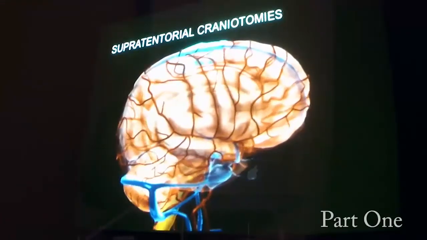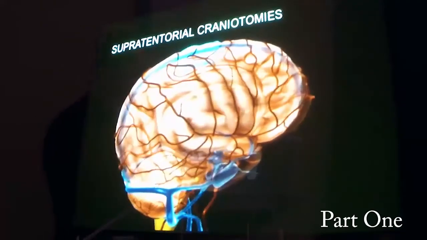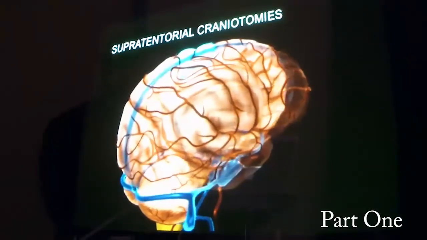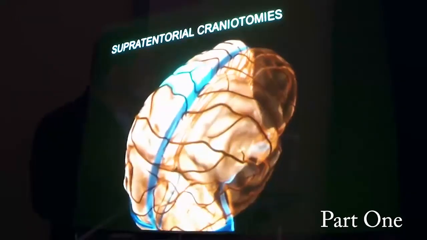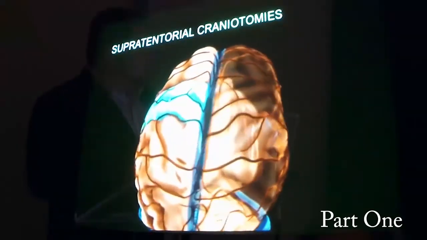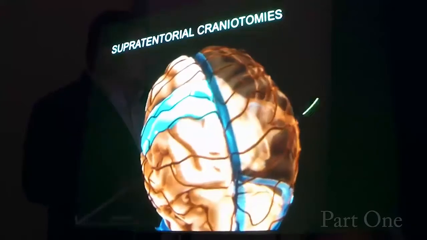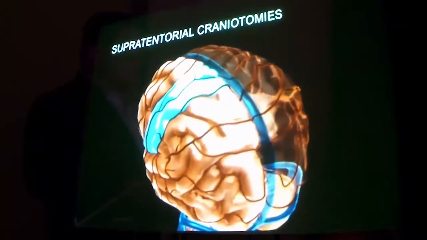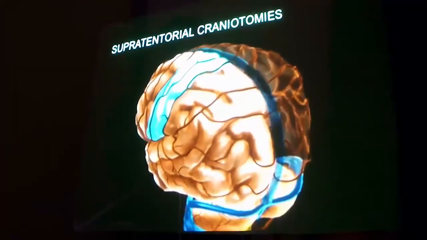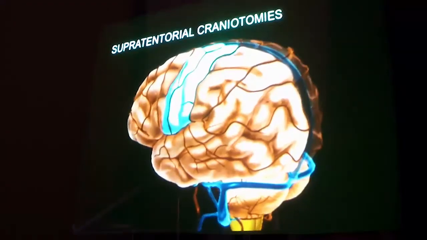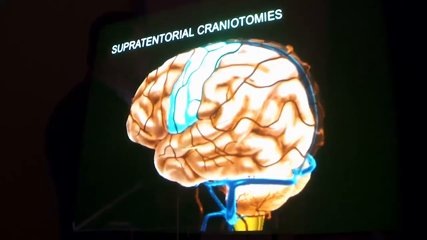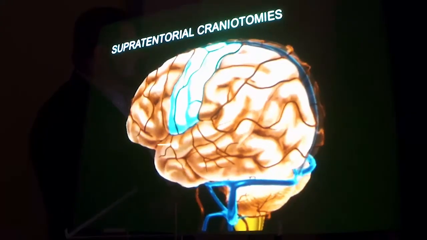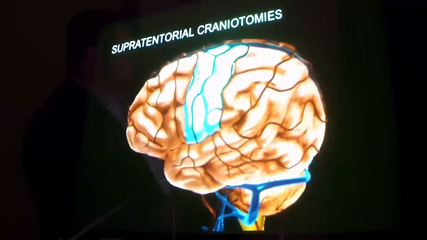The tentorium is a tent-like covering of meningeal layers that separates the occipital lobe of the cerebrum from the cerebellum. So basically, this entire area, we're going to say it's supratentorial. It provides access to the frontal, temporal, parietal, and occipital lobes. The suture line is located just behind the hairline. So anytime we're doing a surgery in this area, we're supratentorial.